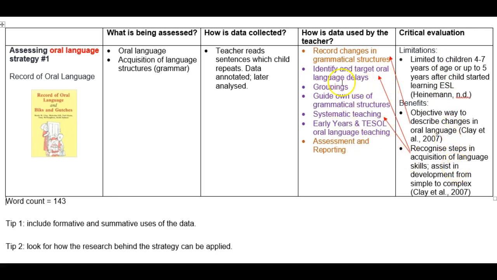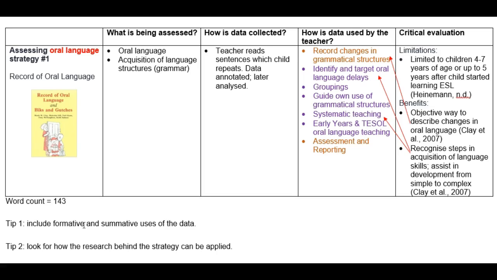This particular column here is looking at how the data is used by the teacher, and a key part of this week's learning is to understand that there are different types of assessment purposes, and these include formative assessments and summative assessments. Formative is also referred to as assessment for learning, and what it means is that the teacher uses assessment strategies at the beginning of teaching and throughout teaching to obtain evidence that informs what they need to teach.